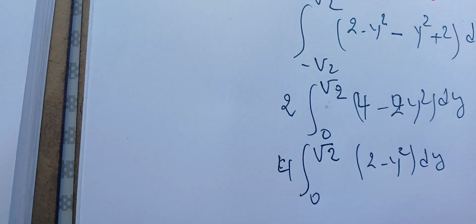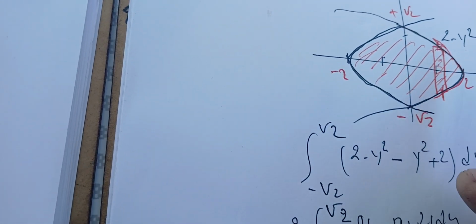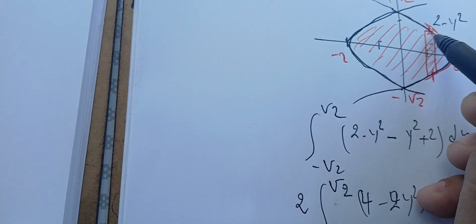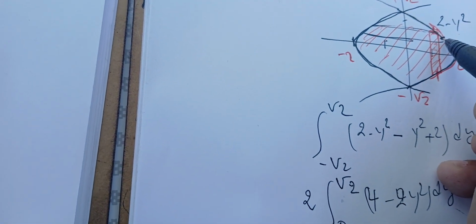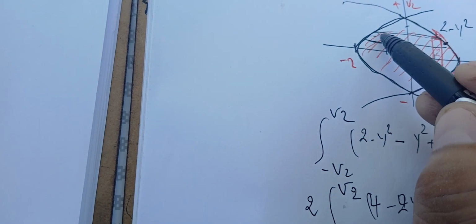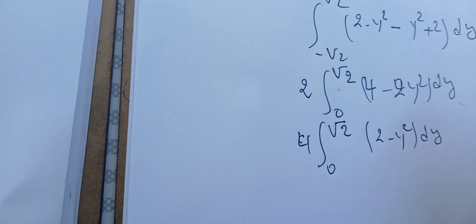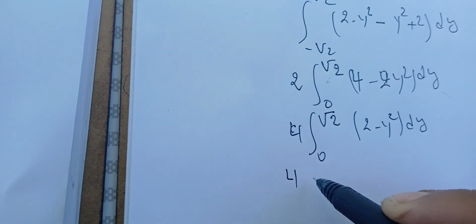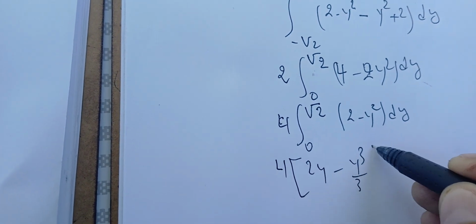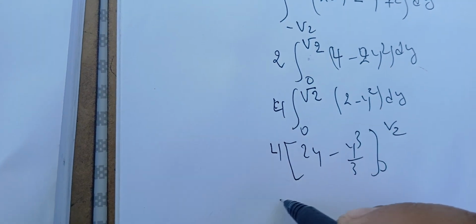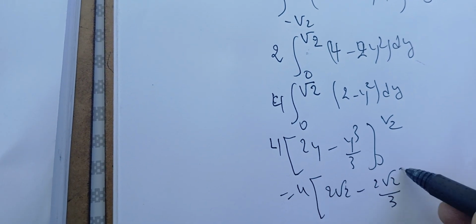And this is easy to integrate. Instead of integrating with respect to x, I can do the integration with respect to y. Here I have this function, this is my f, this is my g, and this is my dy. Therefore I can integrate and get 4 times 2y minus y cubed over 3, between 0 and square root of 2. I get 4 times 2 square root of 2 minus 2 square root of 2 over 3.